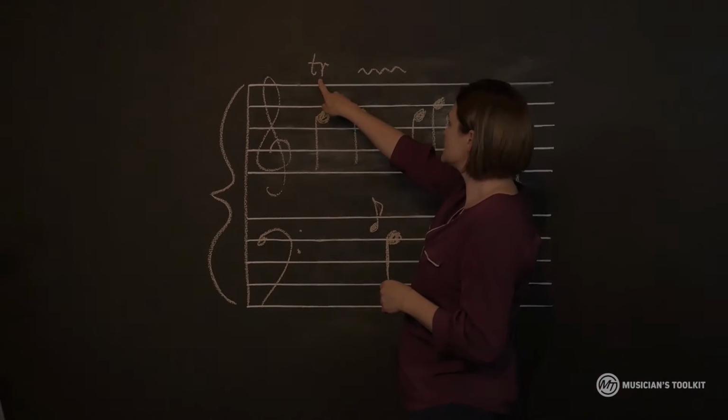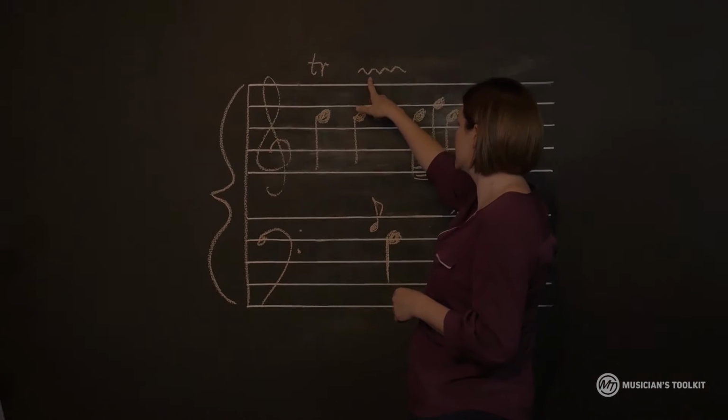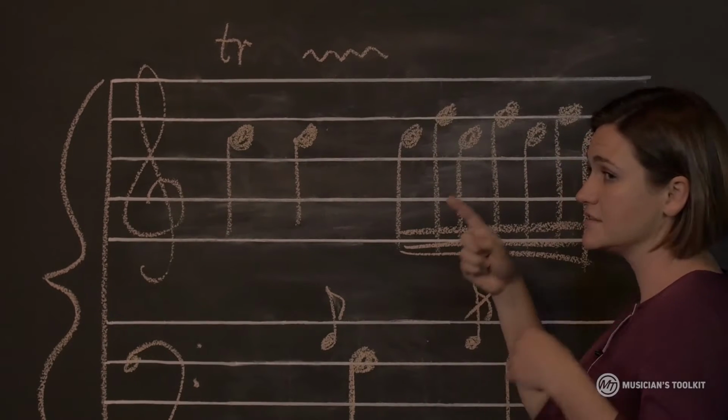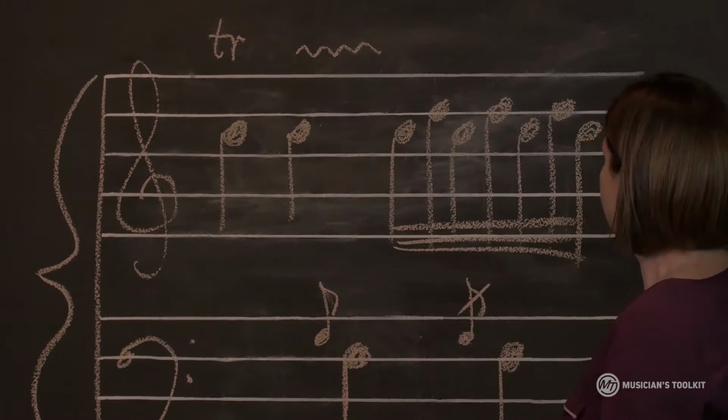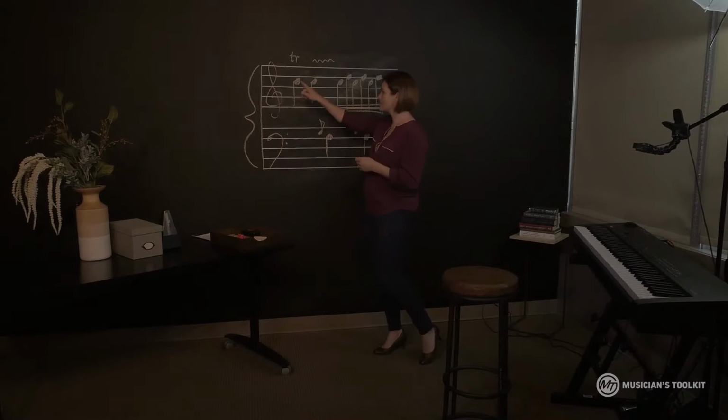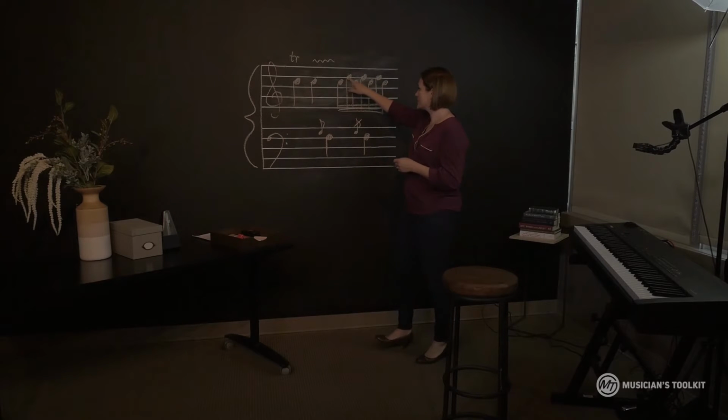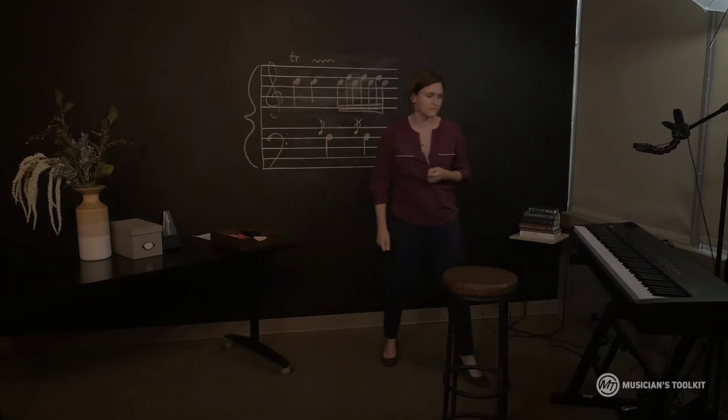They can look like this, or like this, or if the composer had lots of ink in his pen that day, he could write it all out like that. They all mean to do the same thing: start on this note and alternate quickly with the note above it. Let me give you an example of a trill.